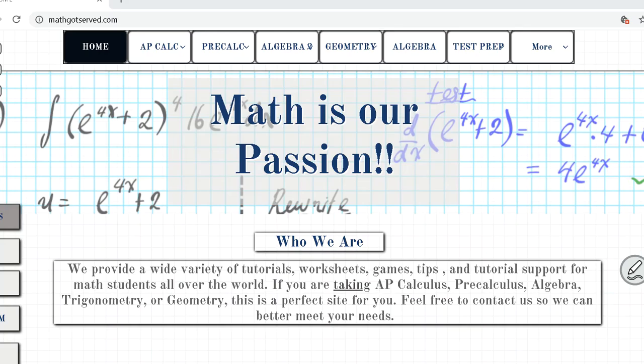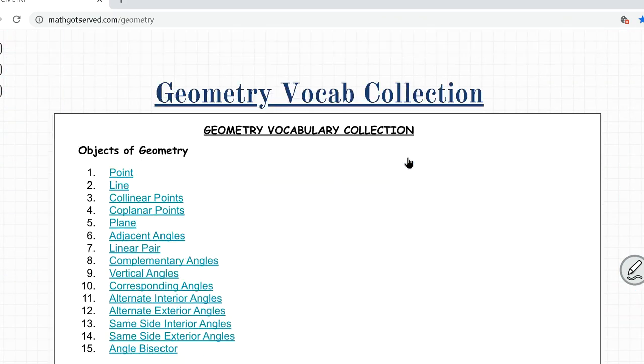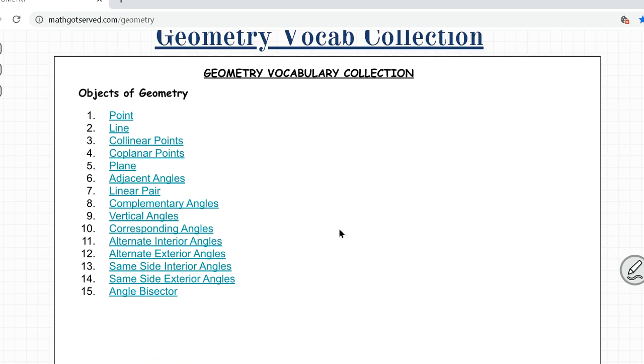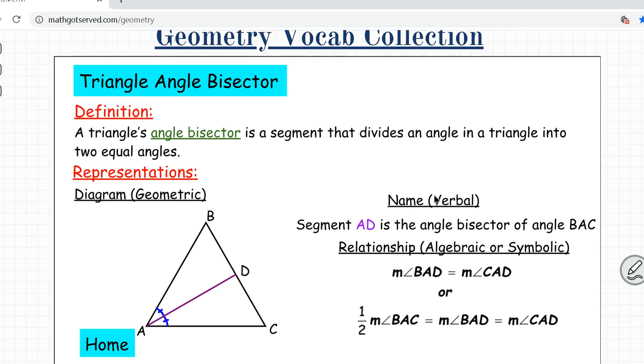Alright, to get us started, we're going to take a look at what the definition of angle bisectors are. So this is our website, Mathgotserved.com. We're going to go under the geometry section and scroll down to the geometry vocab collection. Definition number 15 is what we're looking at. So what is a triangle angle bisector? A triangle's angle bisector is a segment that divides an angle in a triangle into 2 equal angles.